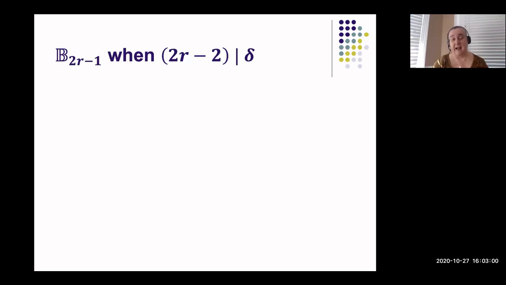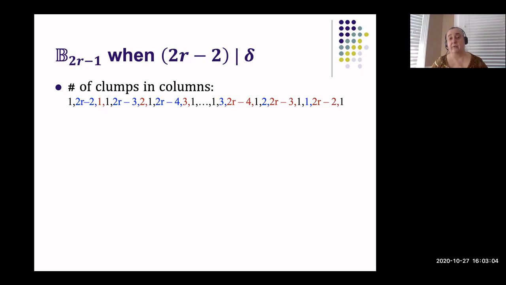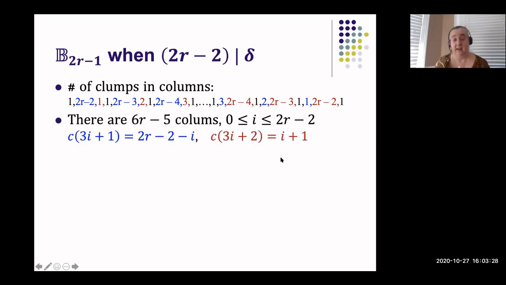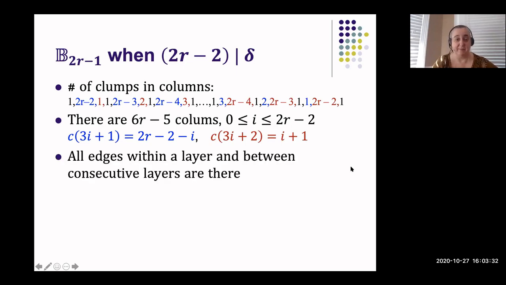So how does this block look? When 2r minus 2 divides delta, we have the number of clumps in the columns as before. Every third column has a single clump. In between, the numbers of clumps in two consecutive columns add up to 2r minus 1, starting with 2r minus 2, 1. In the first column the number of clumps decreases to 1, and in the second column the number of clumps increases. There are a total of 6r minus 5 columns. I'm just writing down what I said before.